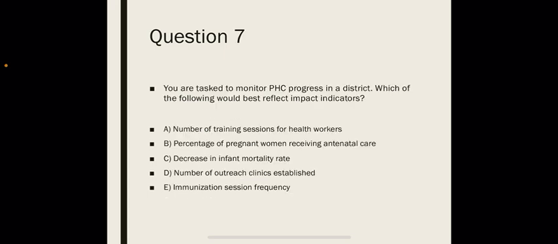Next question is, you are tasked to monitor PHC progress in a district. Which one of the following would best reflect impact indicators? Option A, number of training sessions for health workers. Option B, percentage of pregnant women receiving antenatal care. Option C, decrease in infant mortality rate. Option D, number of outreach clinics established. Option E, immunization session frequency. The correct answer is option C, decrease in infant mortality rate.